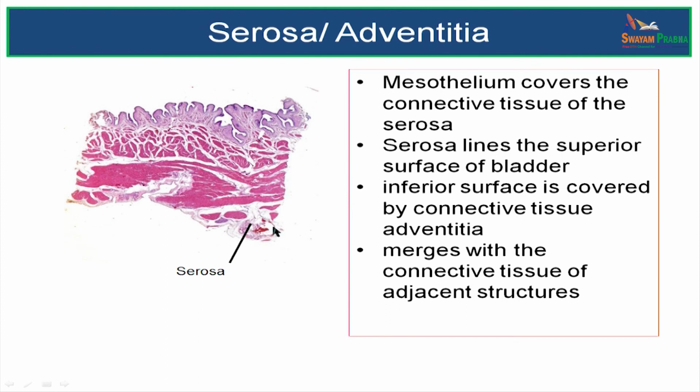Serosa, which lines the superior surface, has connective tissue and a mesothelium. Mesothelium is nothing but simple squamous epithelium. So, in the superior surface of the bladder you have serosa. If the section has passed through the superior surface of the bladder, you can see the serosa, but in the inferior surface you have only connective tissue, there is no mesothelium, which is simple squamous epithelium. So, in the inferior surface the connective tissue adventitia will blend with the connective tissue of adjacent structures.